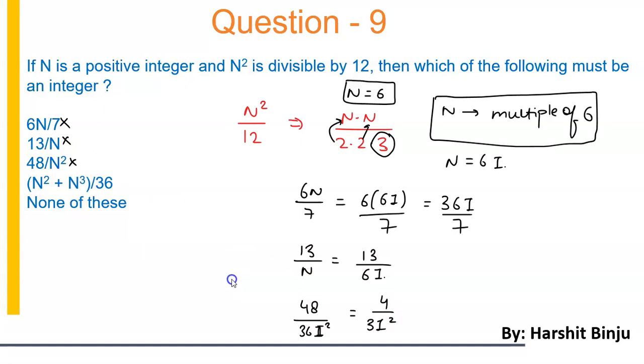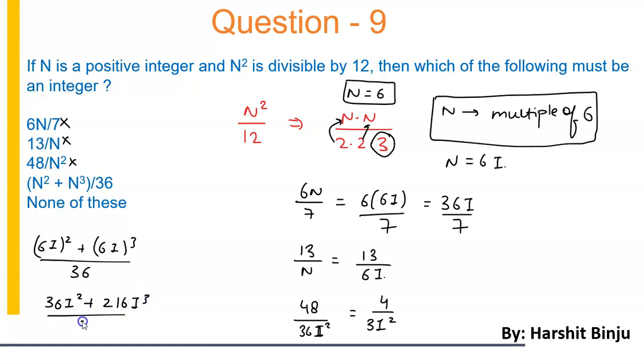Last one is n square plus n cube by 36. So n square is 36i square, n cube is 216i cube, divided by 36, so that is 36i square plus 216i cube divided by 36. Right, so this will basically become 36i square by 36 plus 216i cube by 36. This goes out, this goes out, this becomes i square. 36 times 6 is 216, so this is 6i cube.